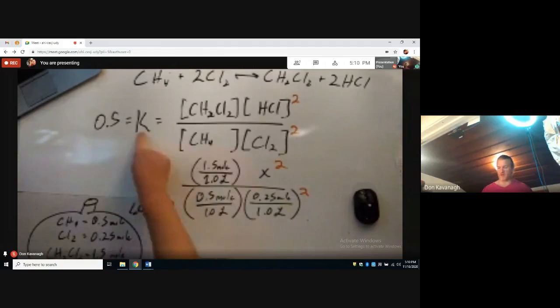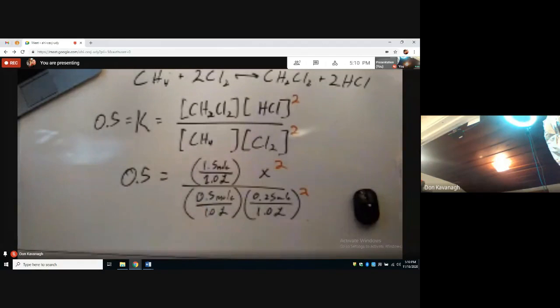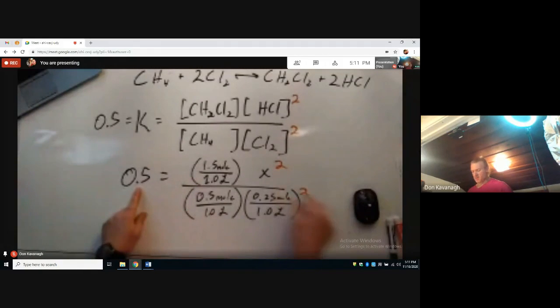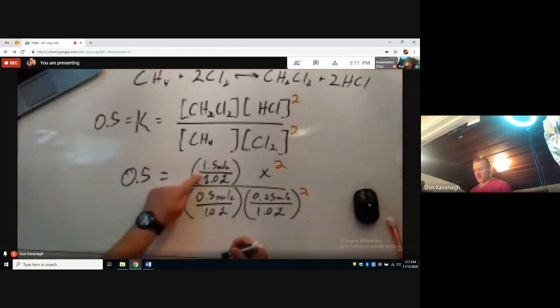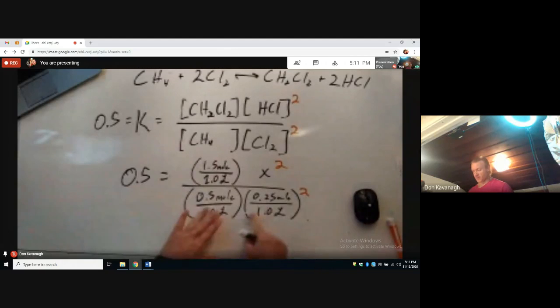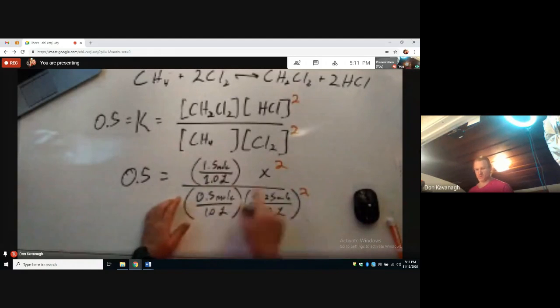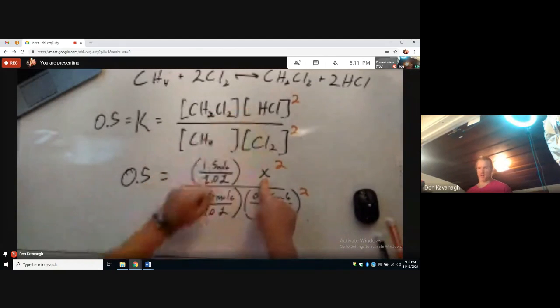We know the value for K, 0.5. I hope you can see here now that we know all of these terms except for one. And we can just do a little bit of math here. This is kind of easy to do because it's all divided by 1 liter. But keep in mind that square brackets mean molarity, so we have to divide by whatever volume it is. Divide, divide, divide. Multiply, don't forget to square, isolate for X, and do the square root as the final step to solve for the unknown molarity of HCl at equilibrium.